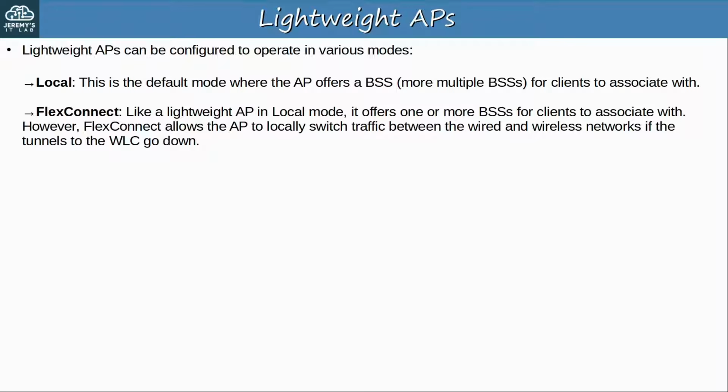Next is Flex Connect mode. In this mode, the AP also offers one or more BSSs for clients to associate with, but it adds extra functionality. It allows the AP to locally switch, to locally forward traffic between the wired and wireless networks if the tunnels to the WLC go down.